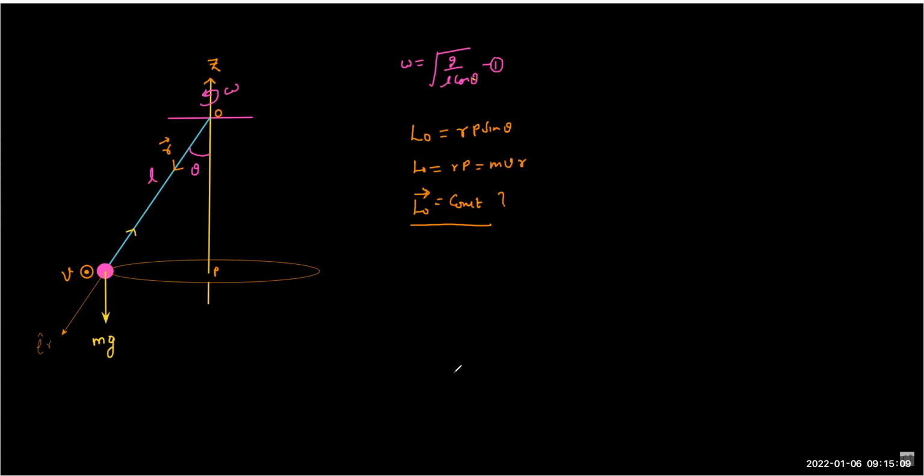So in fact, V vector and R vector both will change the direction because R will be moving on the slant surface of the cone, and V vector is translating along this circle. So the L naught as a vector will keep on rotating, and how it will rotate is very simple. You can visualize this.